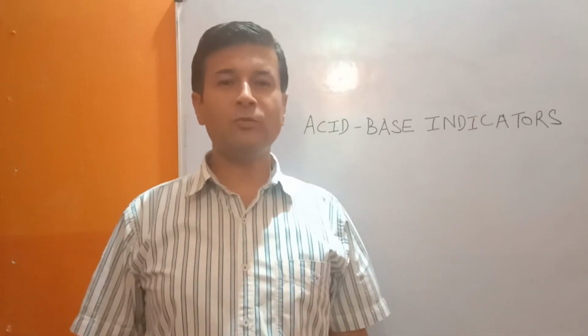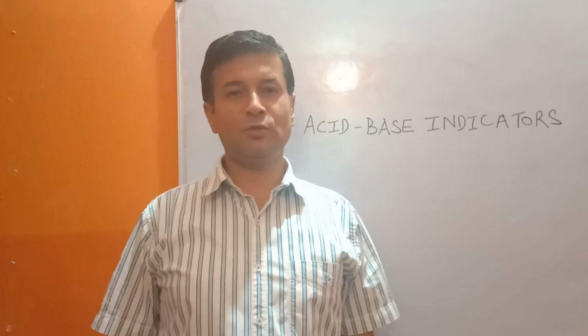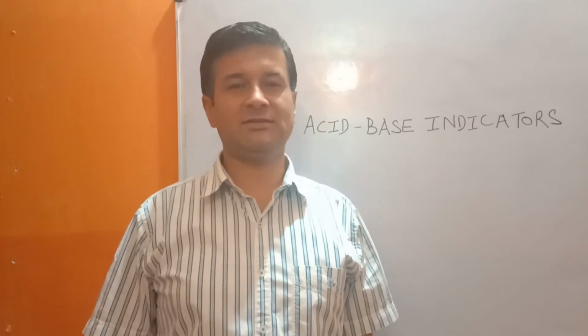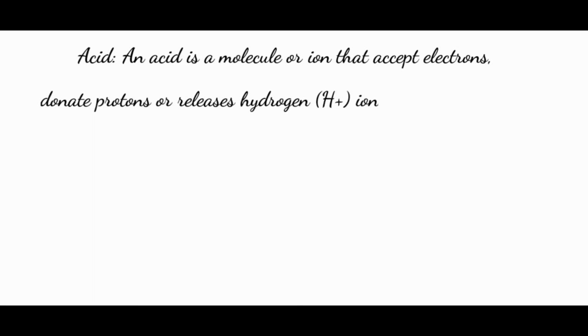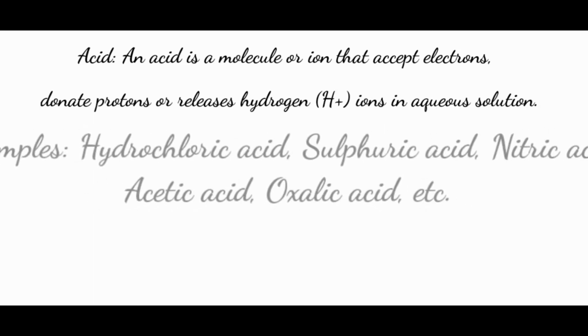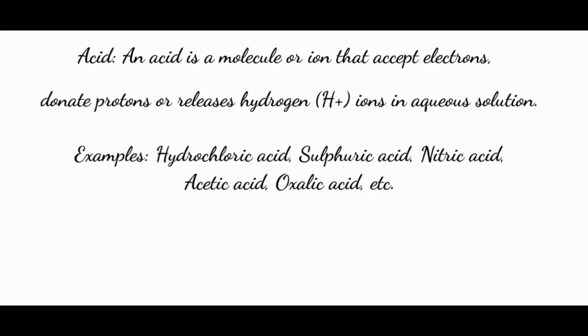And today we're going to learn about acid base indicators. Before moving ahead, let us know what is an acid. An acid is a molecule or ion that accepts electrons, donates protons, or releases hydrogen ions in aqueous solution. Examples: hydrochloric acid, sulfuric acid, nitric acid, acetic acid, oxalic acid.